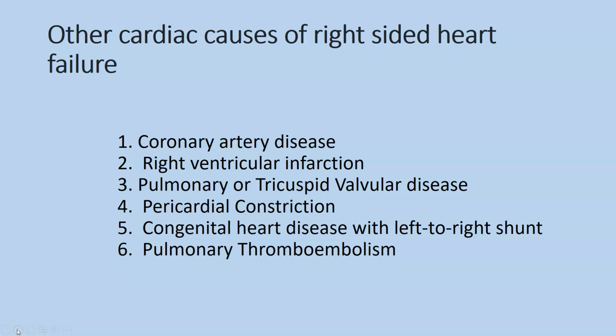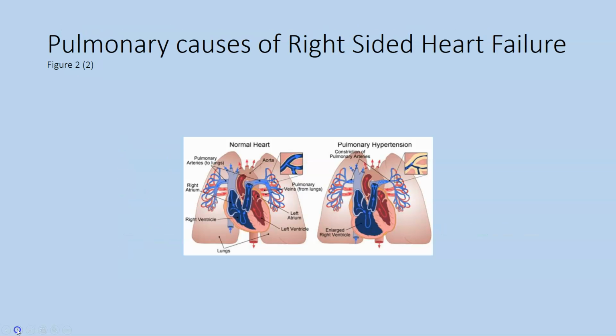Pulmonary thromboembolism. A pulmonary embolism, a PE, results in an abrupt vascular occlusion, which increases the pulmonary circulatory pressure within minutes to hours, and this causes immediate right ventricular injury.